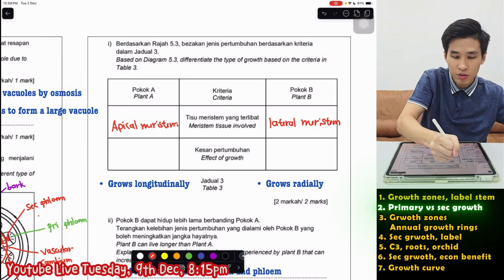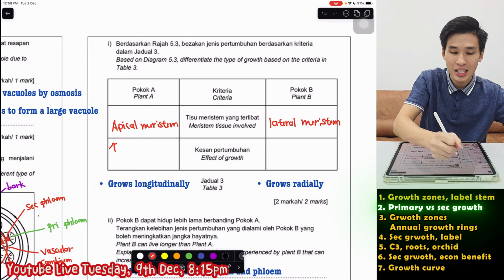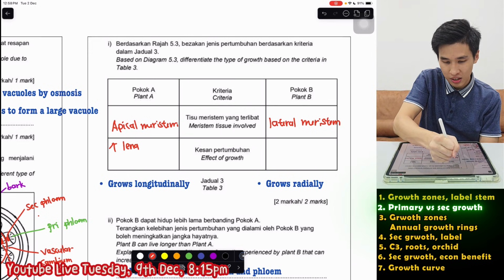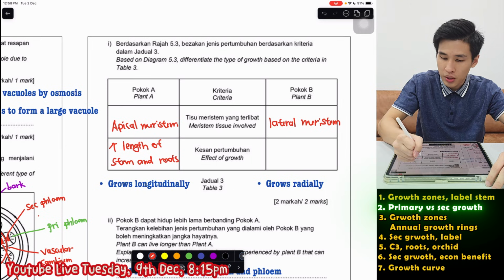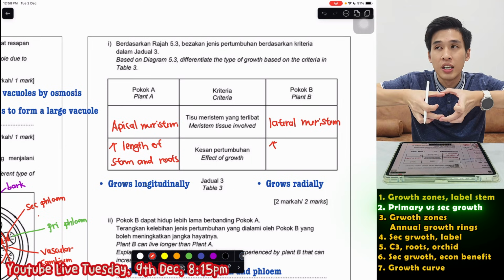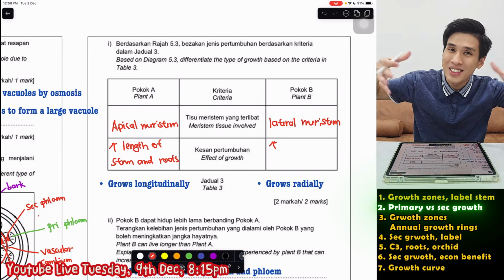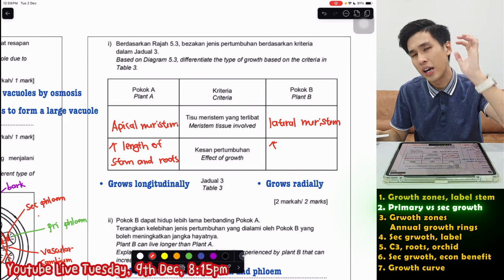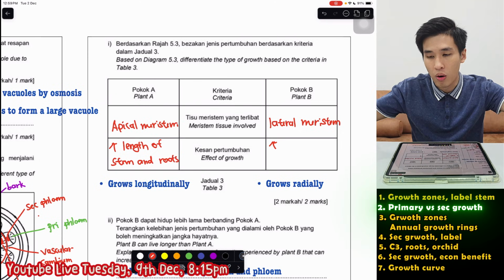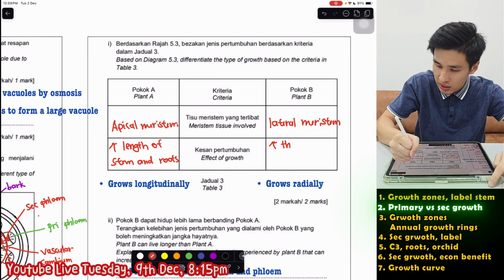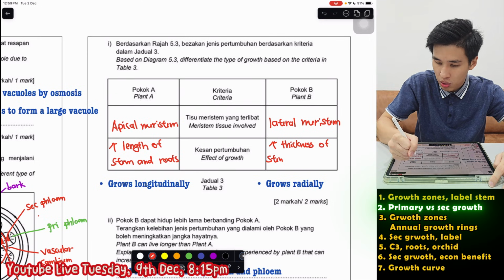And apical meristem, primary growth, causes the plant to grow tall. So it increases, just put an arrow up, the length of the top part, which is the stem, and the bottom part, the roots. And then this one will increase what we call the width, or you can say the thickness. The answer here may give diameter, but I think better not to use diameter because our textbook mainly says width or thickness. So I write thickness, easier: increases the thickness of stem and also roots.